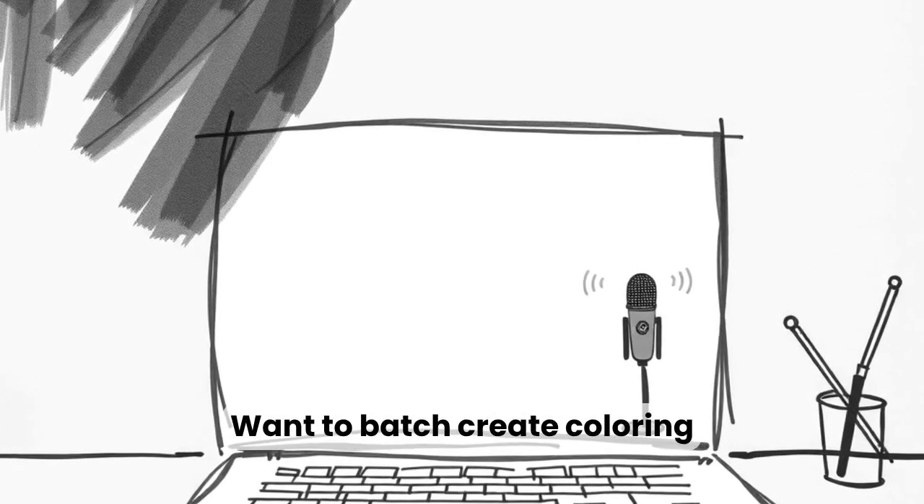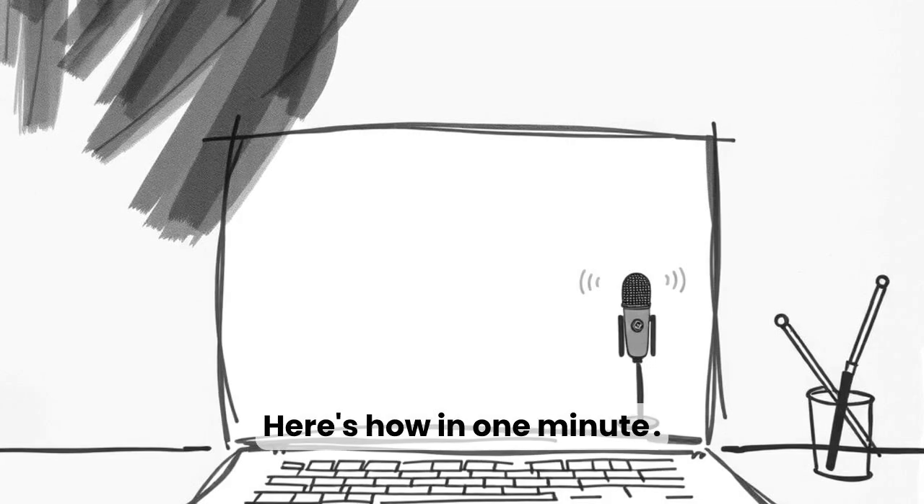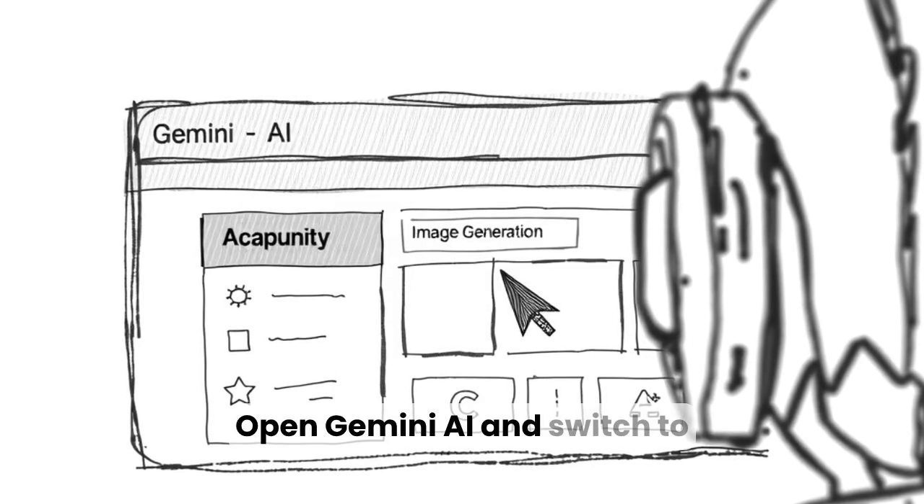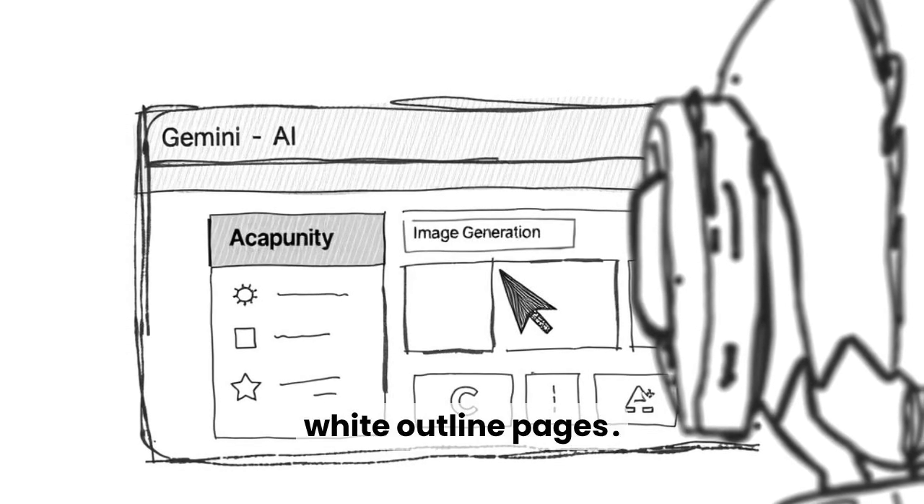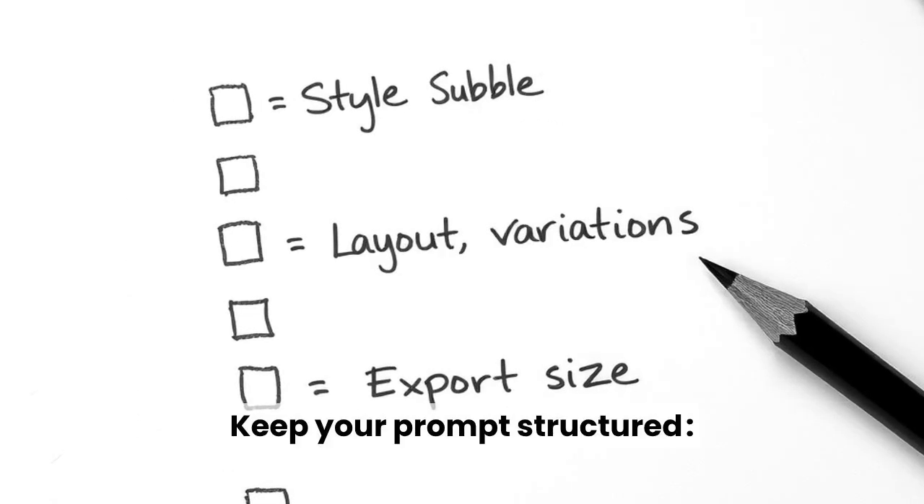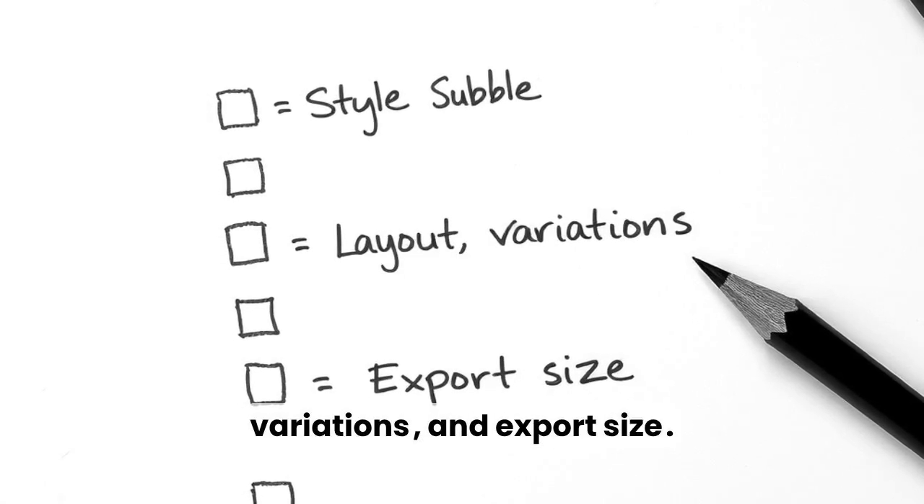Want to batch create coloring pages with Gemini AI using a single prompt? Here's how in 1 minute. Open Gemini AI and switch to image generation. We'll make simple black and white outline pages. Keep your prompt structured: subject, style, layout, variations, and export size.